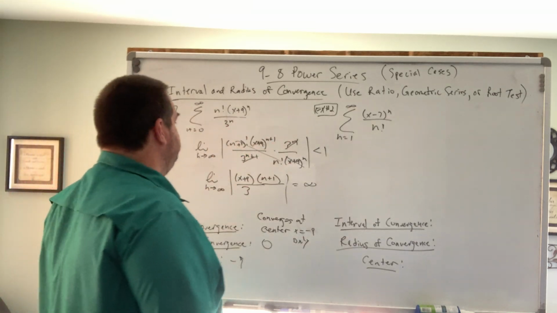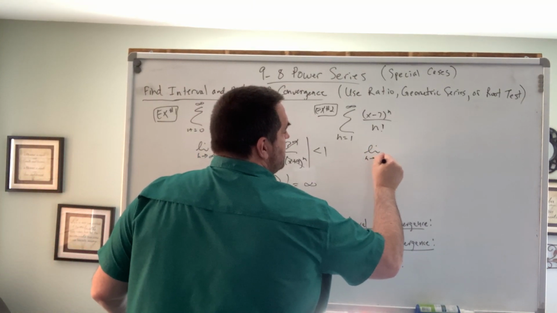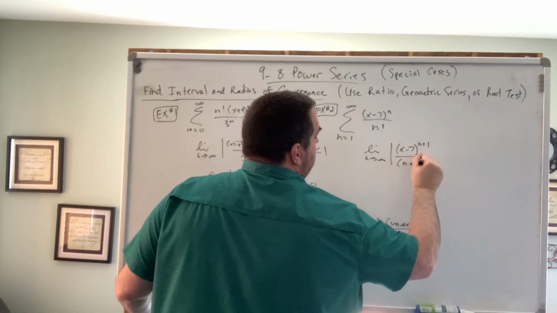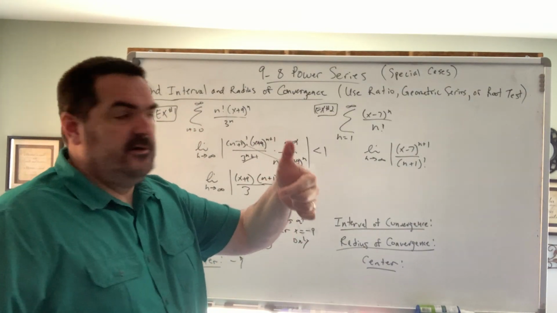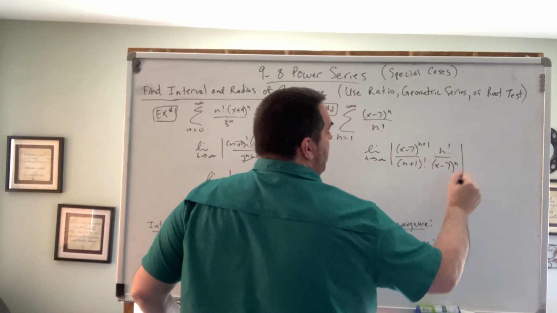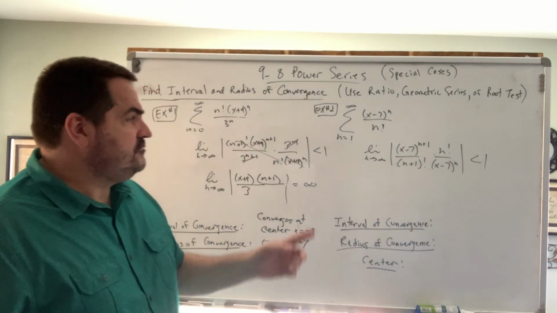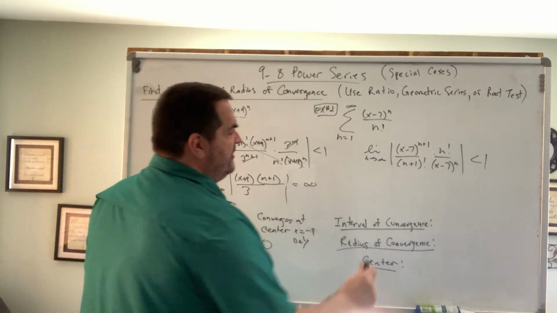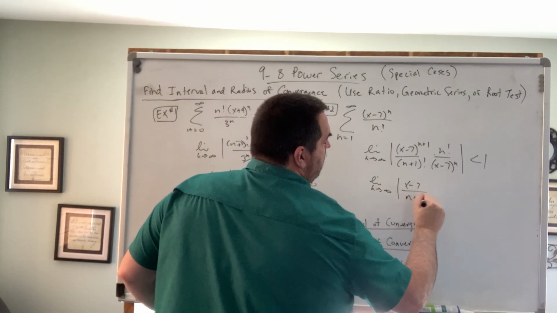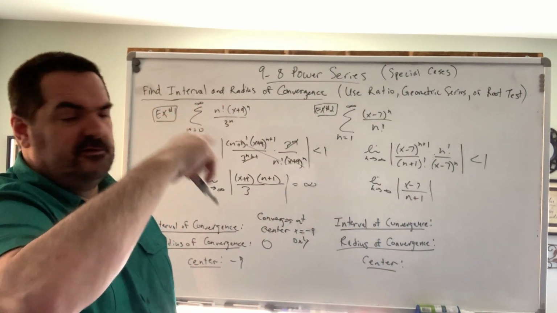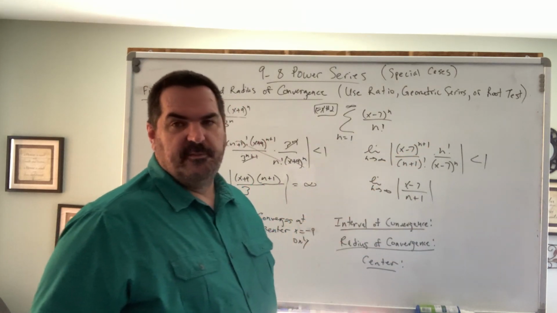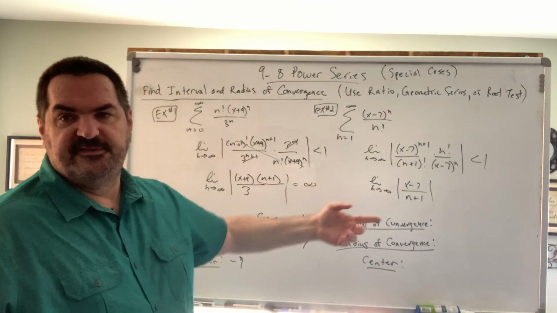So let's try this one. We add 1, again divide by ours, multiply. Again, that has to be less than 1. So the x minus 7's cancel, there's one more on top, and the n factorial and the n plus 1 gives me an n plus 1 on the bottom. This time, the limit's 0, always.